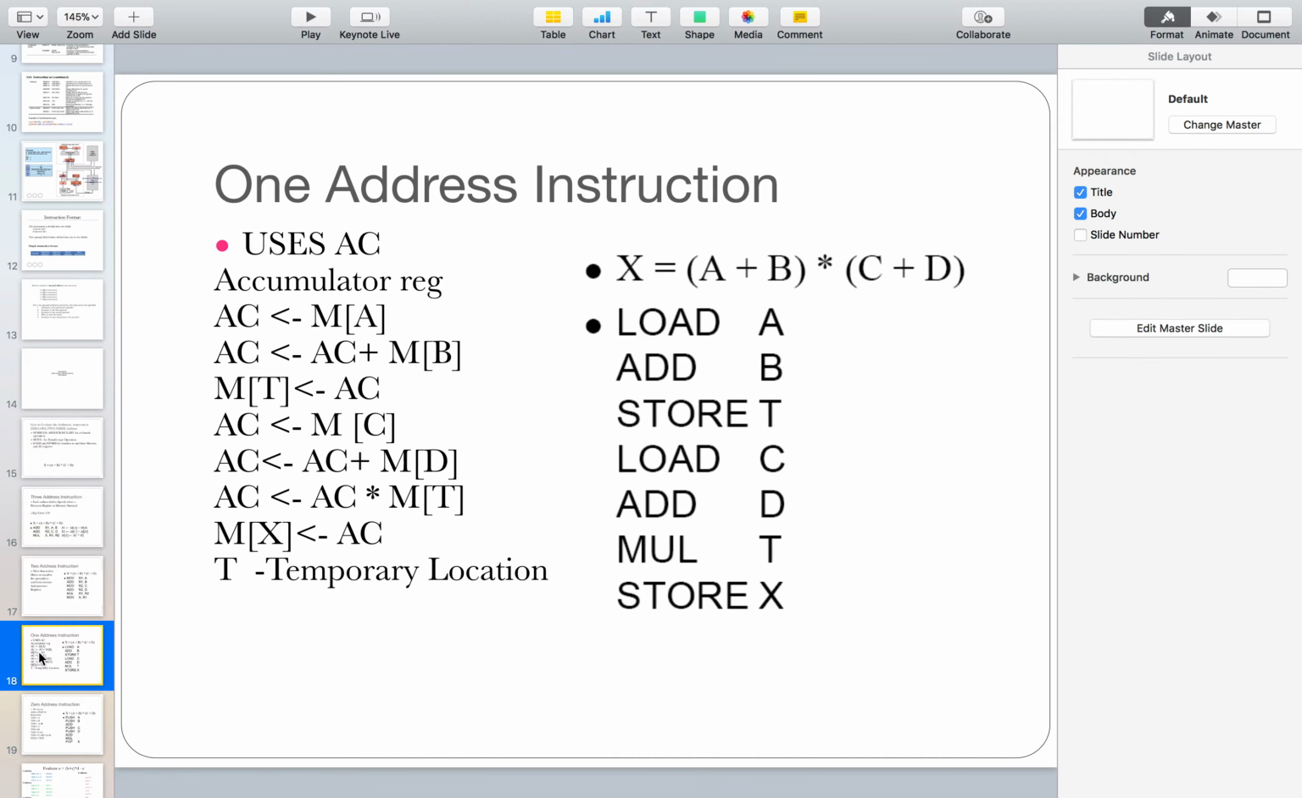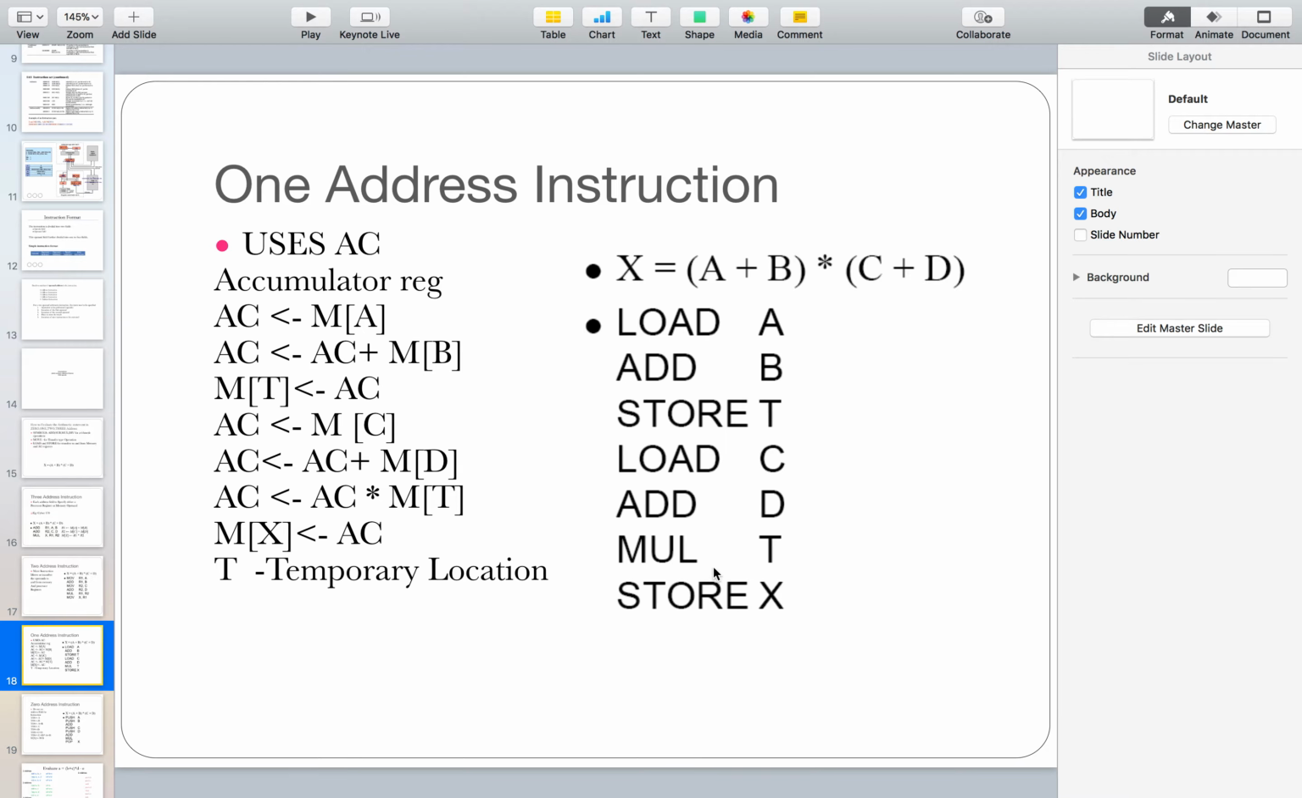So a similar example using a one address instruction. One address instruction means I just need to use one register. I load A and I add B to it, and I store this value of A plus B in T. I load C and I add D to it, and I store this value in another variable. For example, I can just say I store it in R.